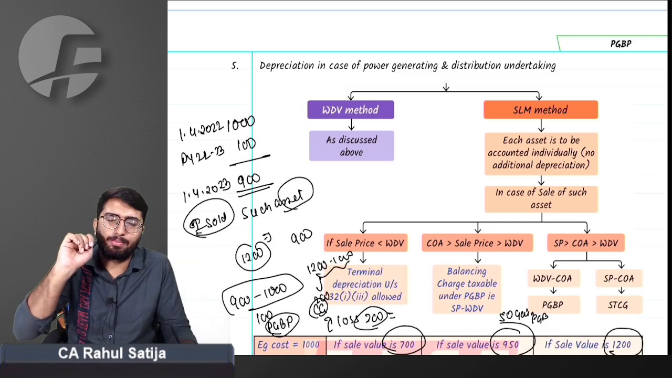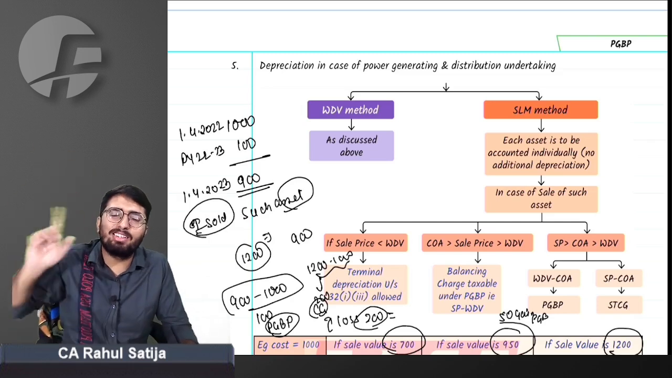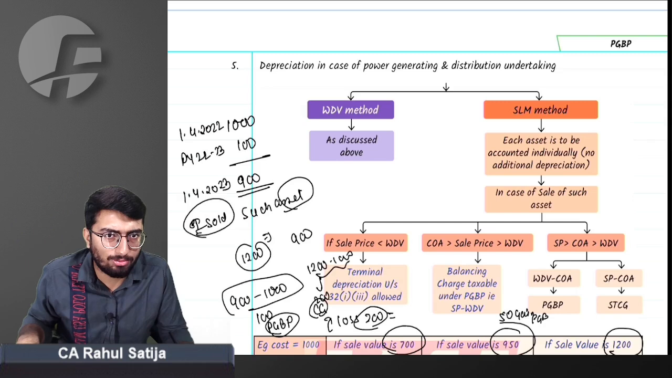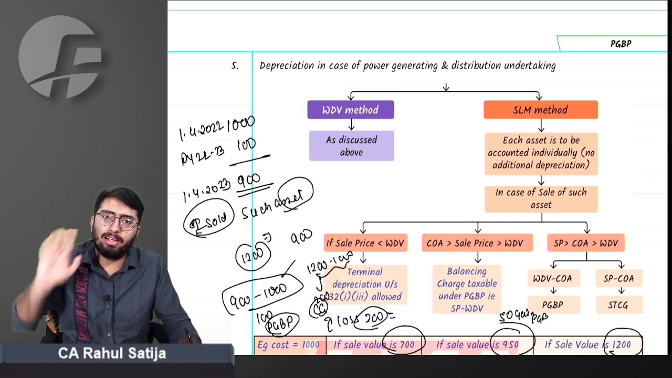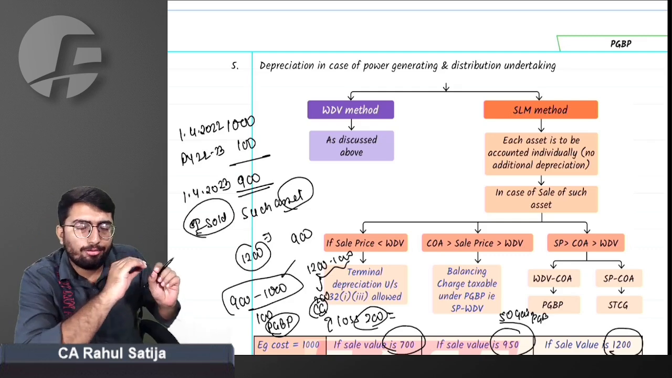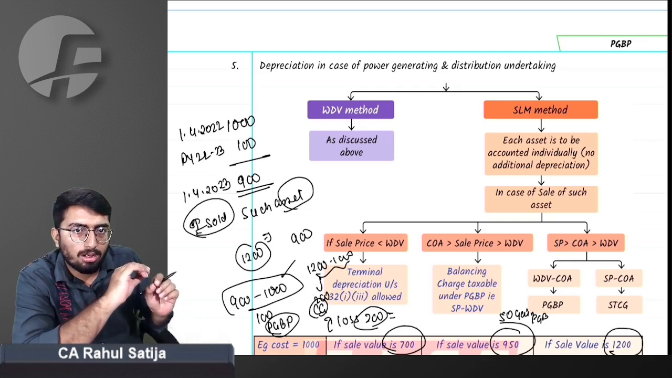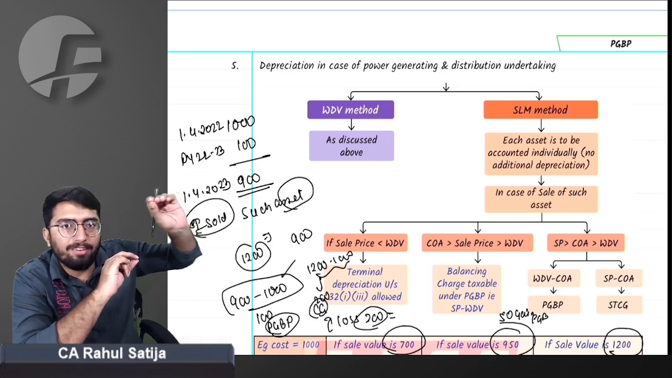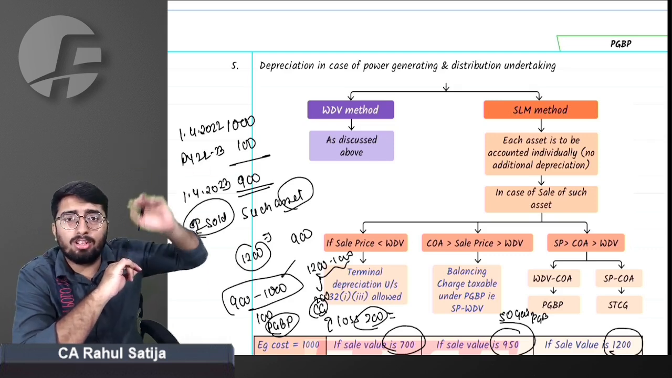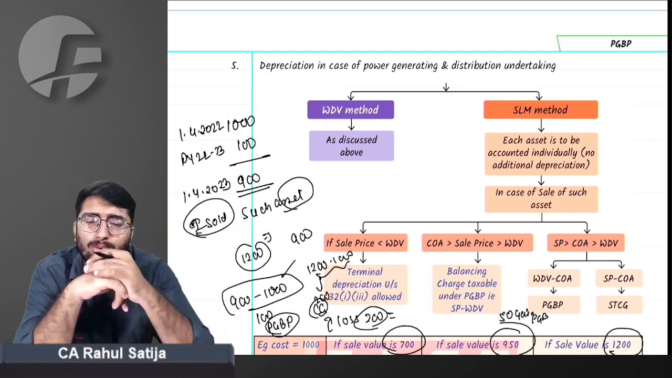Can I say these two things? First of all, I want you all to learn this point because I will be telling you logic later on. Gain from WTV till cost of acquisition will be chargeable under PGBP, and gain over and above cost of acquisition till the actual sales will be chargeable to capital gain.